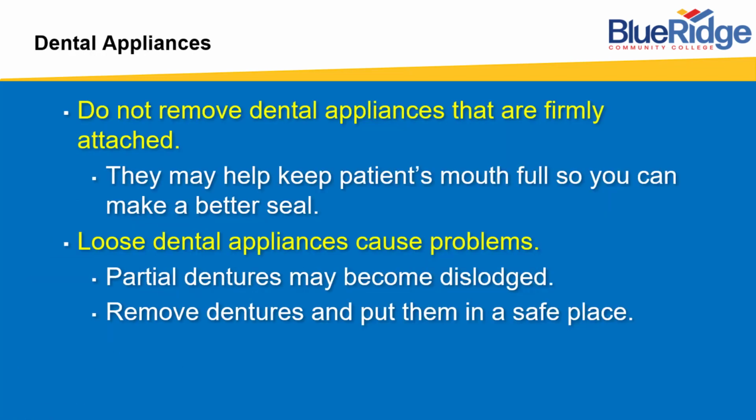Dental appliances. Do not remove dental appliances that are firmly attached. If they're firmly attached and where they're supposed to be, not a problem. They may actually help keep the patient's mouth in a proper anatomical formation so you can make a better seal. If you have dentures or other dental appliances like false teeth, individual teeth, partial dentures, or full dentures that become dislodged and are free floating in the mouth, we want to remove those. One, they could occlude the airway in a couple different ways, and they could also cause sealing issues for us when we're trying to ventilate.